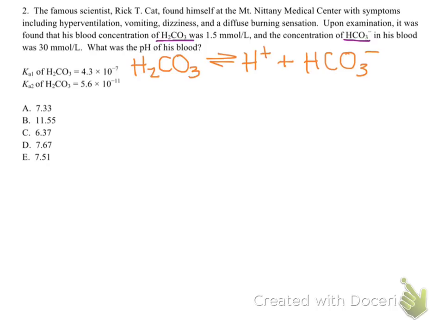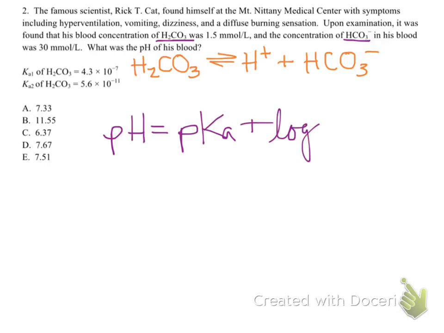So, based off the fact this is a buffer, we can make our lives much easier by using our friend the Henderson-Hasselbalch equation. pH equals pKa plus the log of base over acid. And remember, one of the great things about the Henderson-Hasselbalch equation, it doesn't matter what the units are for the base and the acid as long as they're in like units. It's just the ratio of base to acid there.